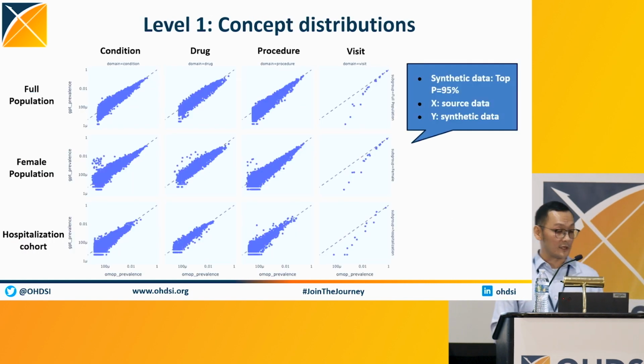So what we are looking at here is the comparison of the concept prevalence stratified by population in rows and by domain in columns, where the x-axis represents the source data and y represents the synthetic data generated using the top P95% strategy, and each dot represents a concept in the plot. So what this shows is that the majority of the concepts actually land around the diagonal line in the plot, suggesting the synthetic data agrees with the source, especially in the high frequency regions.